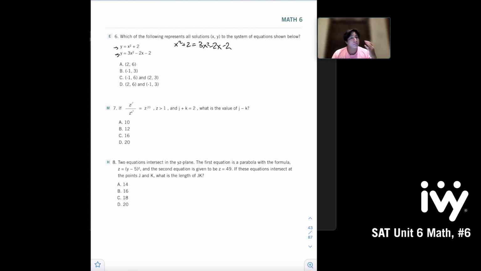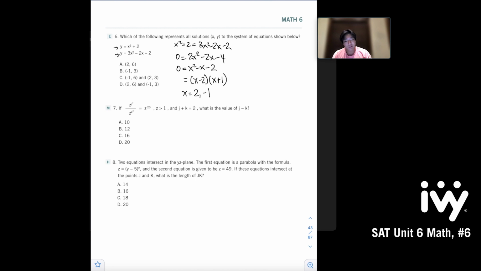So now, so that we get a 0 on one side, let's go ahead and subtract x squared and subtract 2 from both sides. So on the left-hand side, we're just left with 0. On the right-hand side, we're left with 2x squared minus 2x minus 4. So now we can go ahead and divide all of this by 2. So we end up with x squared minus x minus 2, which means we can factor this as x minus 2, x plus 1. So our solutions for x are going to be 2 and -1.